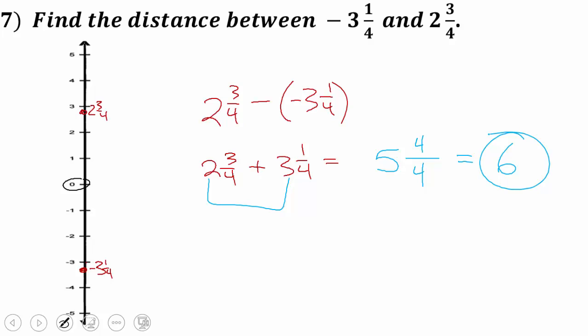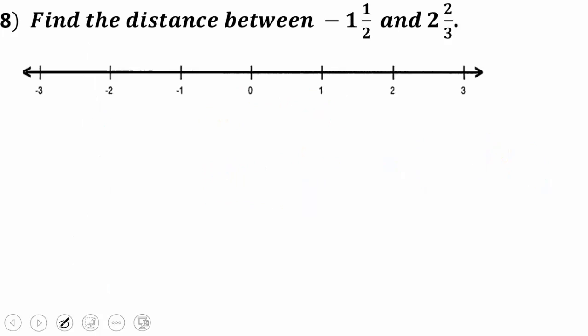Sometimes you will recognize and make things simpler before you go through the entire process. All right? But for those of you who need to, go through the process. If you didn't understand that, make sure you ask me in class. Again, find the distance between these two numbers.